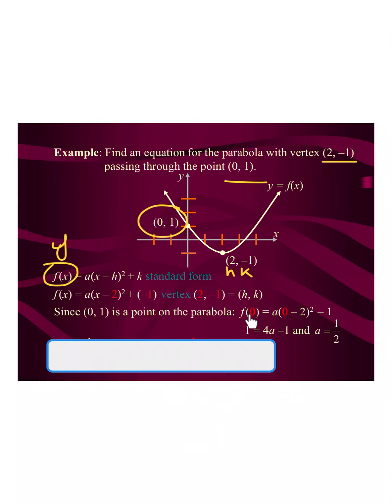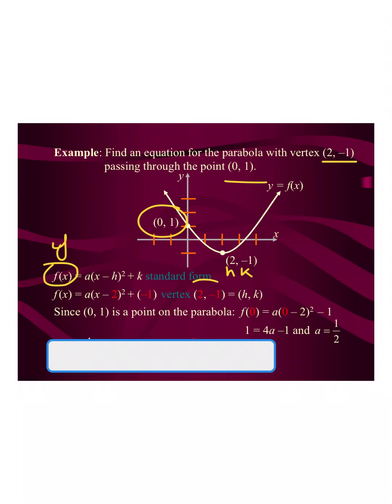And f of 0 is a fancy way of saying what's my y value when x is 0. Looking at my graph, my y value is 1. So we have 1 is equal to 4a minus 1. If I solve that equation by adding 1 and then dividing by 2, I get my a value to be 1/2.